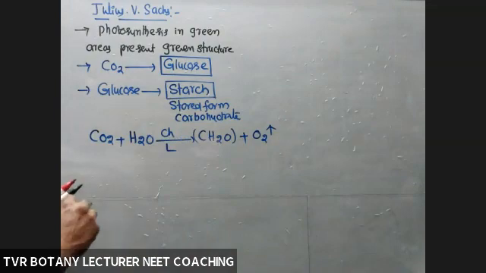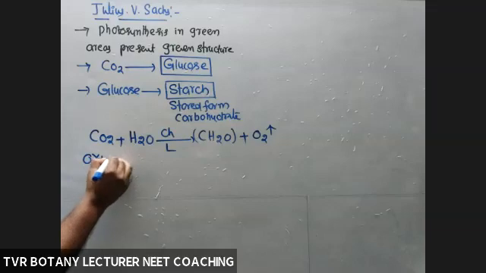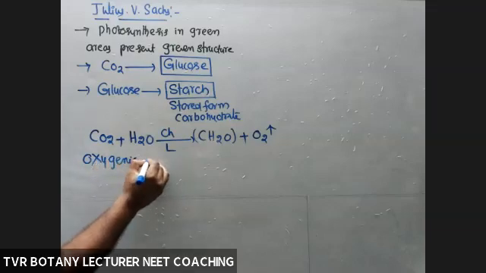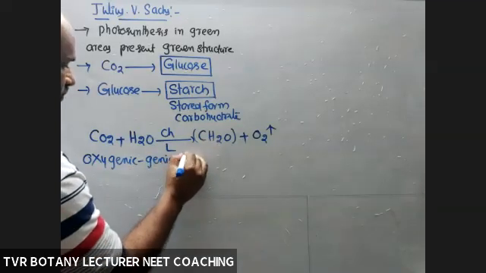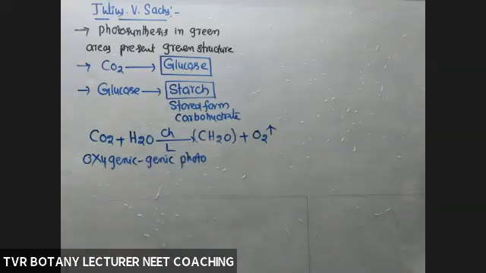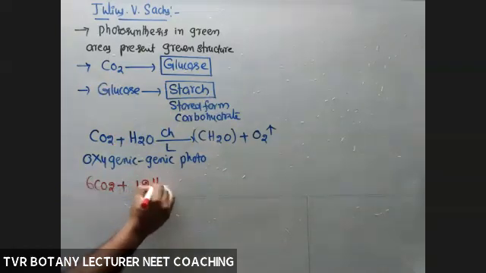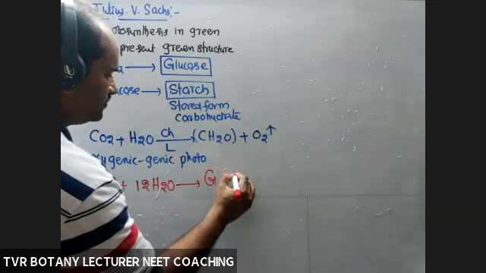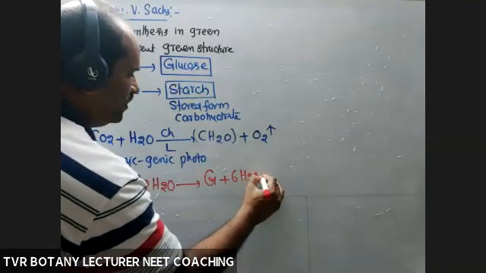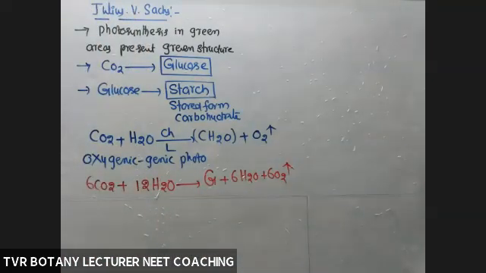What about the balanced oxygenic photosynthesis? So in the case of oxygenic photosynthesis, 6 CO2 molecules in the presence of 12 H2O molecules give glucose plus 6 H2O plus 6 O2. This is a balanced oxygenic photosynthesis.